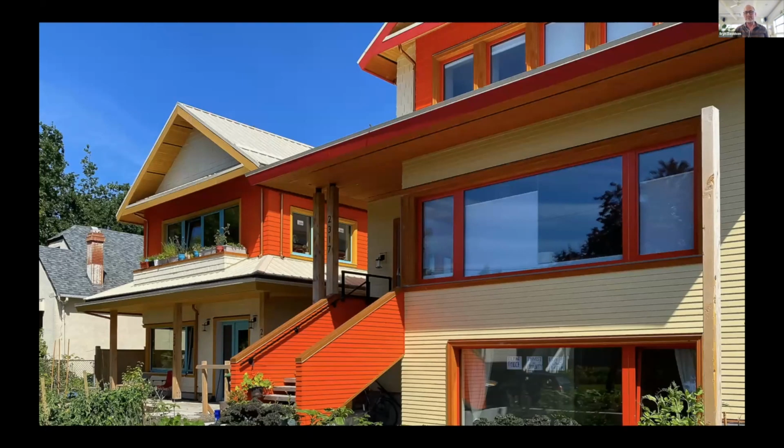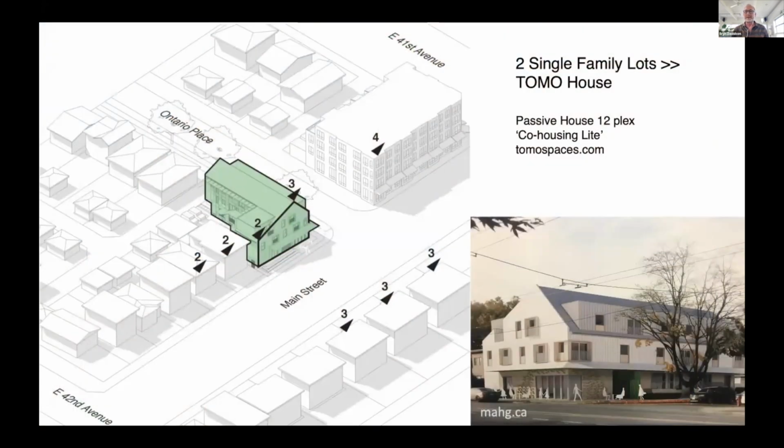Because what we need to do is to be able to bring more people into these low density neighborhoods, these existing neighborhoods with amenities, with schools, with transit, all of these things. This is a project that we worked on as a Passivhaus consultant. It's a Passivhaus 12-plex co-housing light. This is exactly the kind of thing we needed throughout the entire city, but the way Vancouver is structured, this thing had to go through a rezoning, and it spent like 3 years going through a rezoning and development permit and public hearings and all this other nonsense.